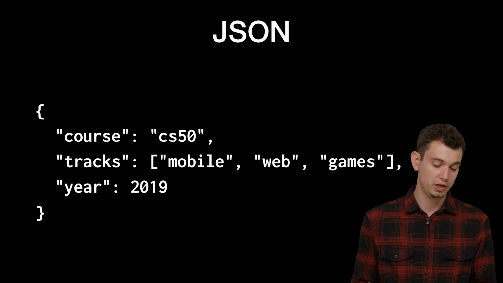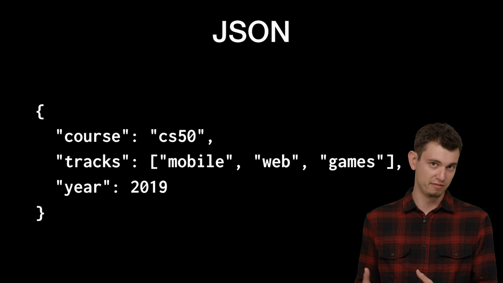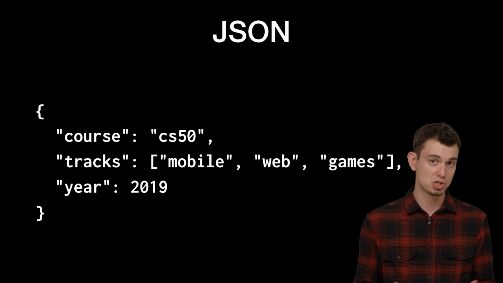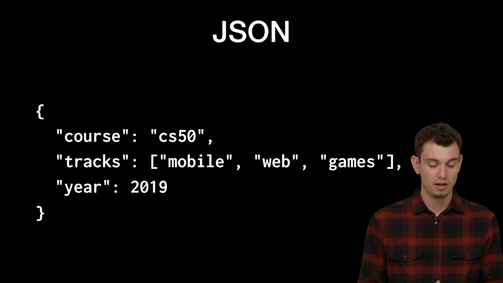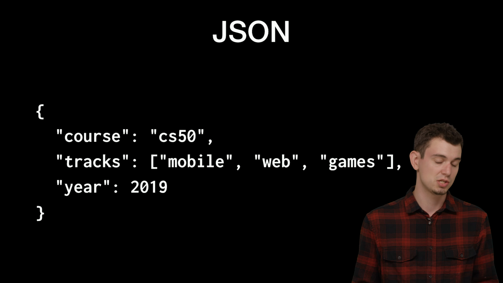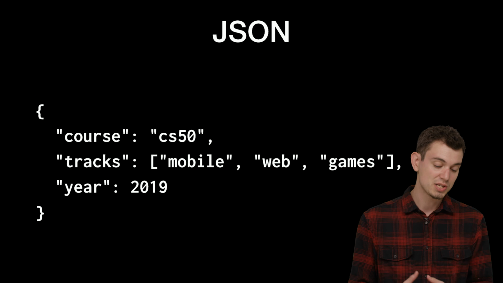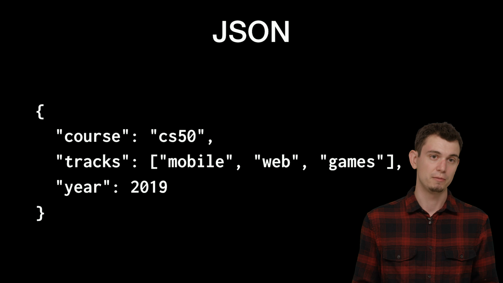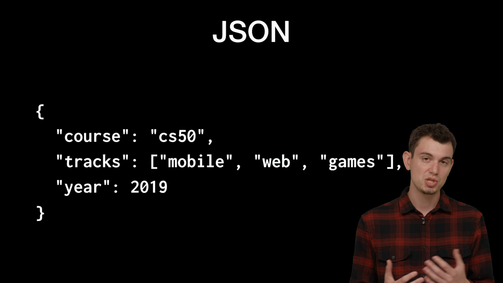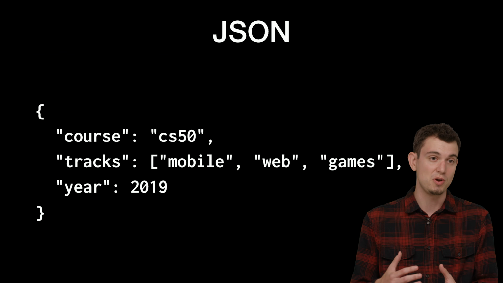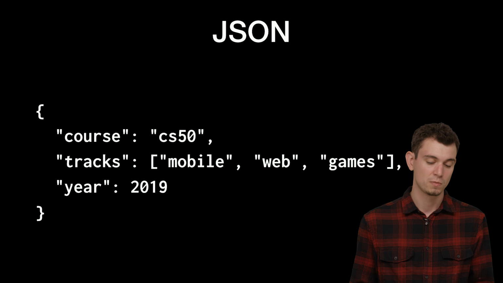Then we have a colon, and on the right side of the colon, we have the value that corresponds to that key. So the first value is a string, just CS50. This second value is a list, and this happens to be a list of strings. And then lastly, this third value is a number. In this case, it's an integer. And so you can see that with JSON, you can have a variety of different data types inside of this same object. And as you'd expect, you can also nest objects inside of each other.